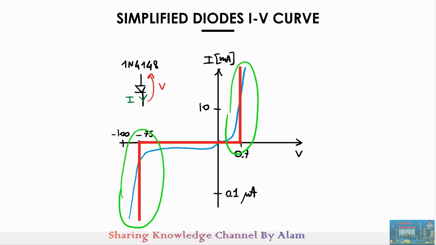And number two, all the parts where the current was really low have been replaced with a current equal to zero. As you can see here in this region, in the reverse region of operation, and here in the forward region of operation.